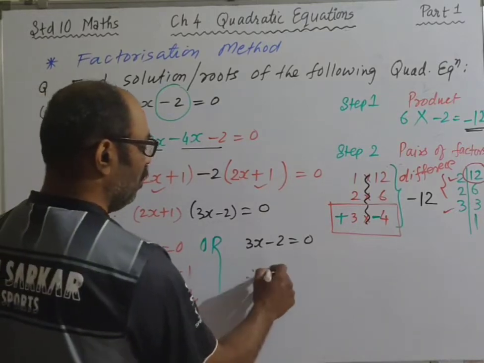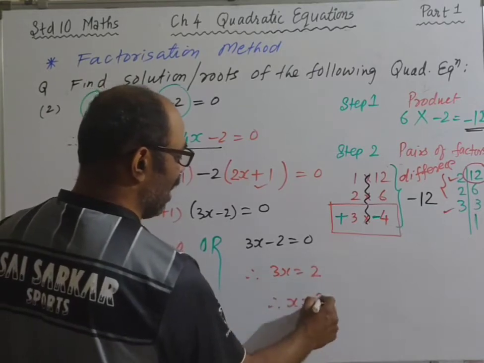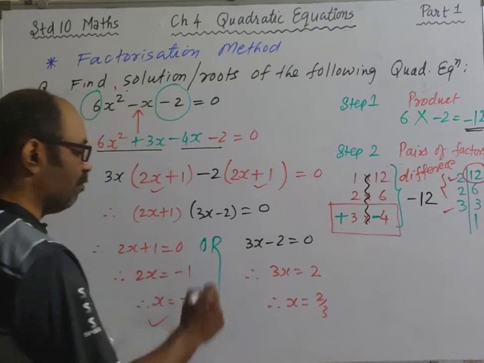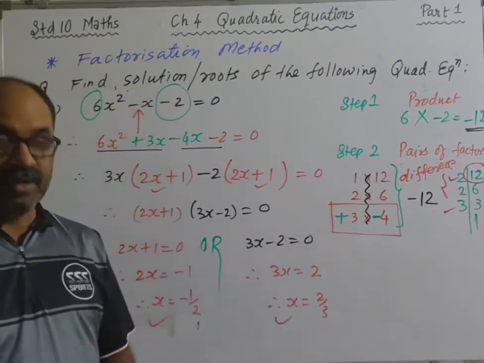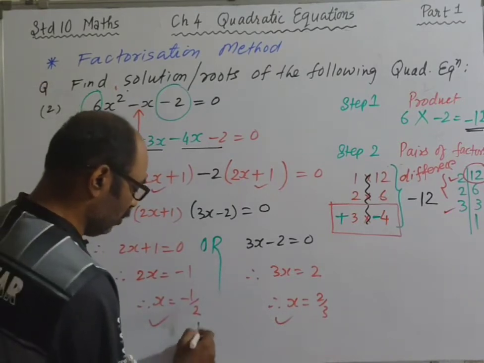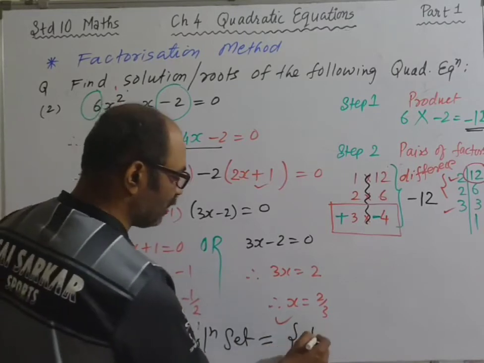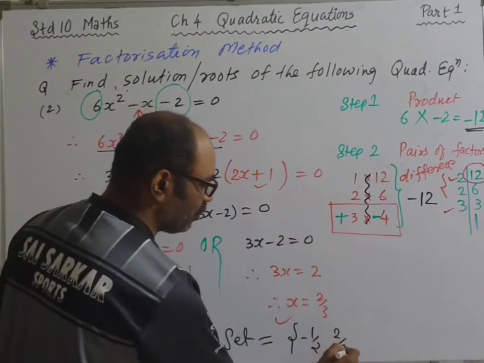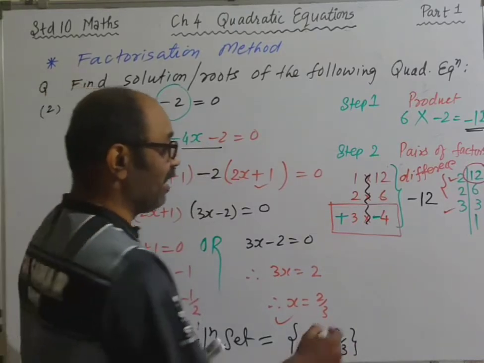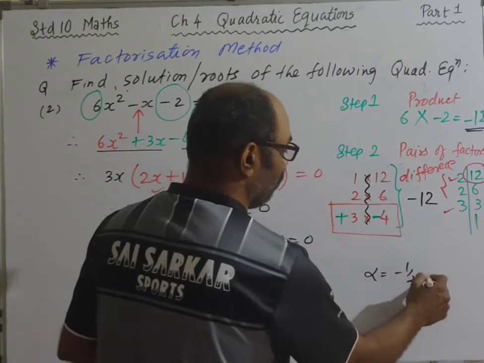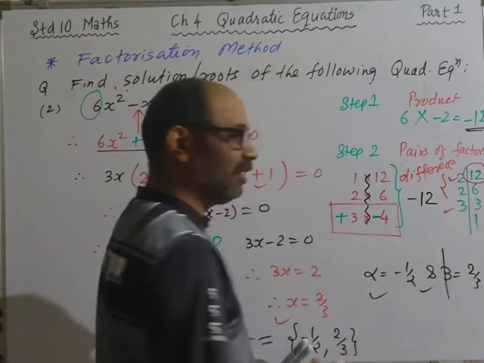Here, therefore, 3x is equal to 2. Therefore, x is equal to 2 divided by 3. So, x equal to minus 1 upon 2 and x equal to 2 upon 3. That is the solution set. Solution set is equal to, the first value of x is minus half, the second value is 2 upon 3. Alright? Is that clear? Or you may write alpha is equal to minus 1 upon 2 and beta is equal to 2 upon 3. You can write it this way also.